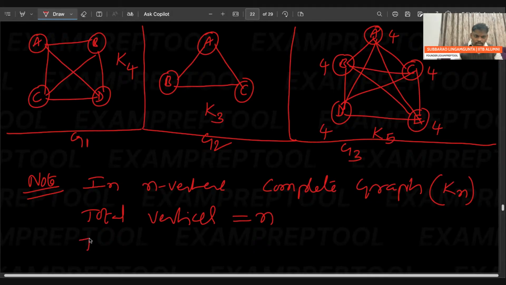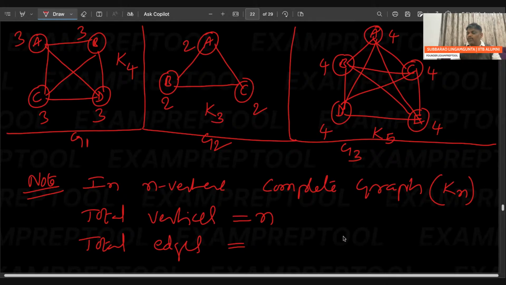That is okay. Total edges, if you observe, you can check. See this one: in K4, every vertex has degree 3. In K3, every vertex has degree 2. In K5, every vertex has degree 4. So in Kn, every vertex has degree n minus 1. One person, n minus 1. One more person, n minus 1. One more person, n minus 1. It will continue n times.